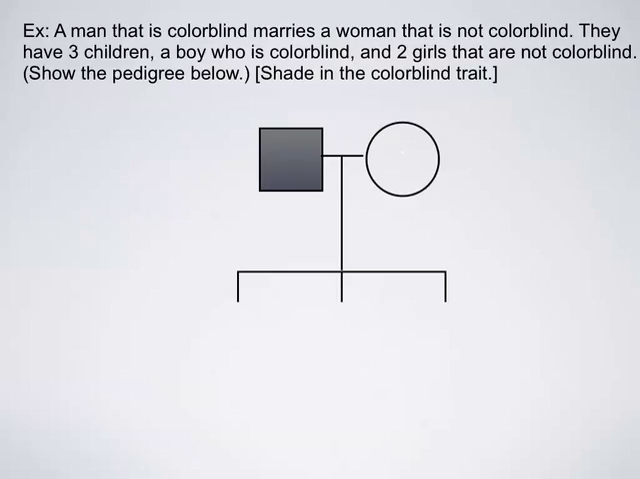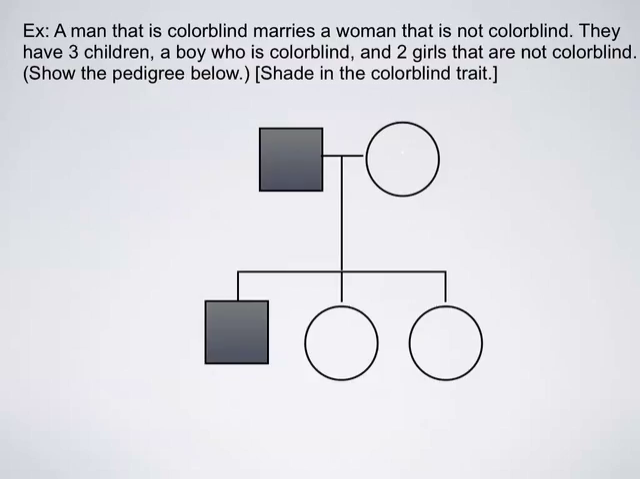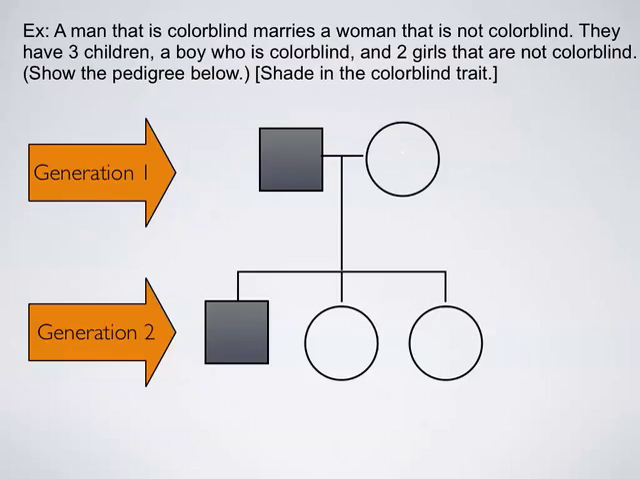Okay, they have a boy who is colorblind. What symbol will this boy get? Kristen? Shaded in square. There are 2 girls that are not colorblind. Brianna? Yes, a circle for each of them that's not shaded. And then my pedigree is complete. I have 2 generations of this family shown in my pedigree. Could you make one all the way back to your great-grandparents? You could go as far as you have the information, yep.